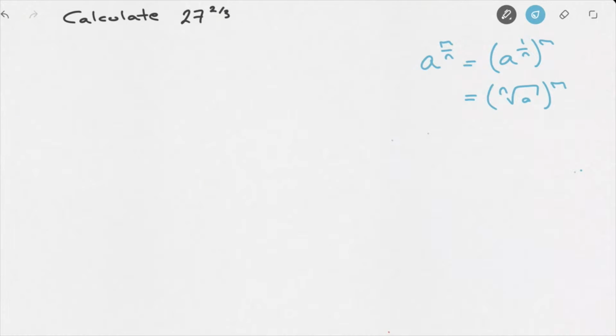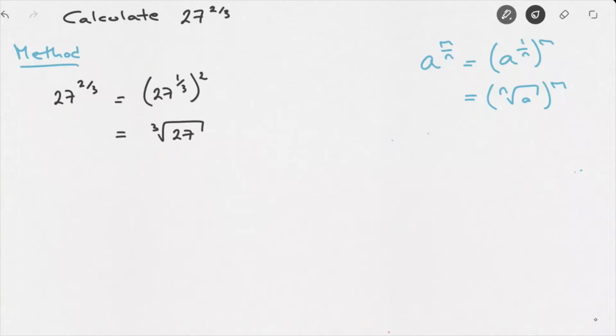And actually, I'll just go ahead and write method here, and I'll write all the calculations beneath that. Now let's get started. Using what we've just seen, we can say that 27 raised to the power of 2 over 3 is equal to 27 raised to the power of 1 over 3 raised to the power of 2. But now we know that 27 raised to the power of 1 over 3 is equal to the cubic root of 27. So we can go one step further and say that this equals the cubic root of 27 raised to the power of 2.